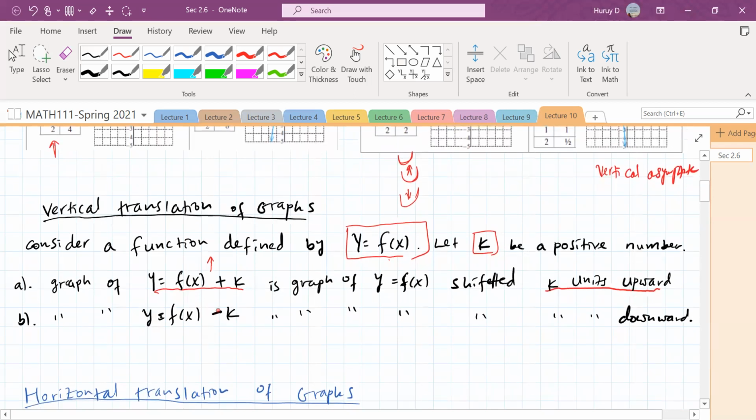And if we have y equals f of x minus k, then the shift becomes downward, which means we pull it down, we bring it down.